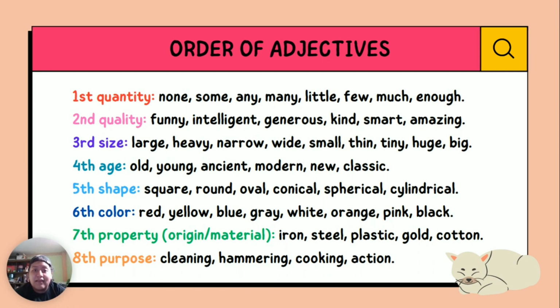The seventh category is the property, origin or material. For example, iron, steel, plastic, gold, cotton. And the last category is the purpose. For example, cleaning, hammering, cooking, action.